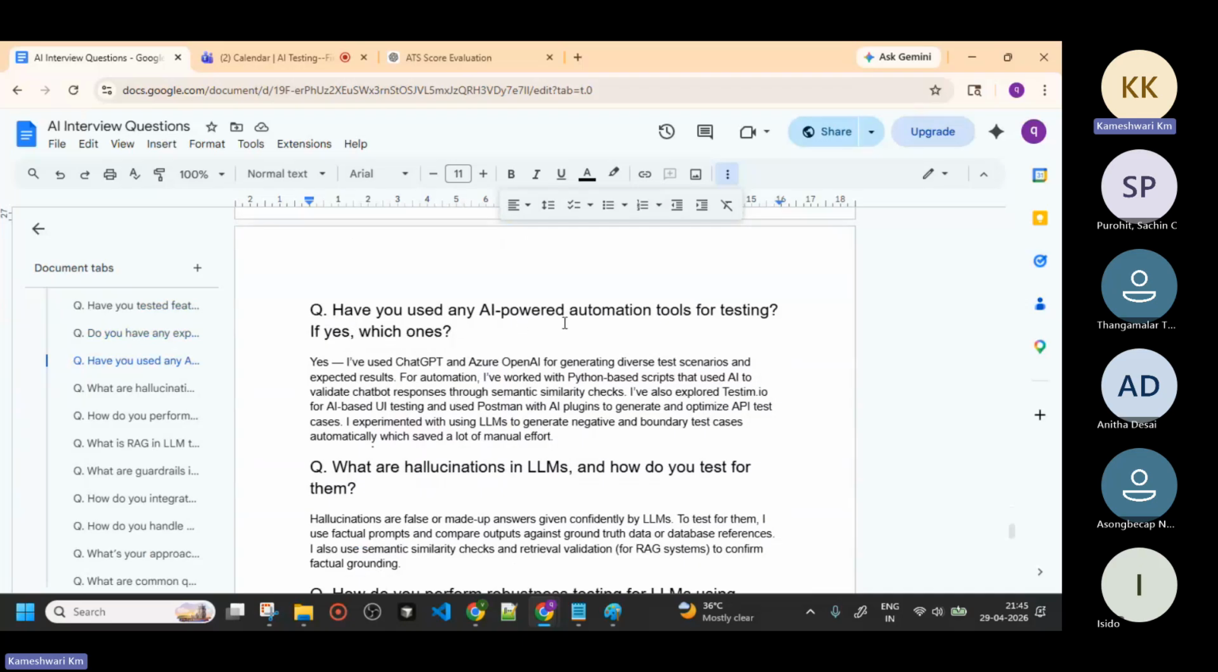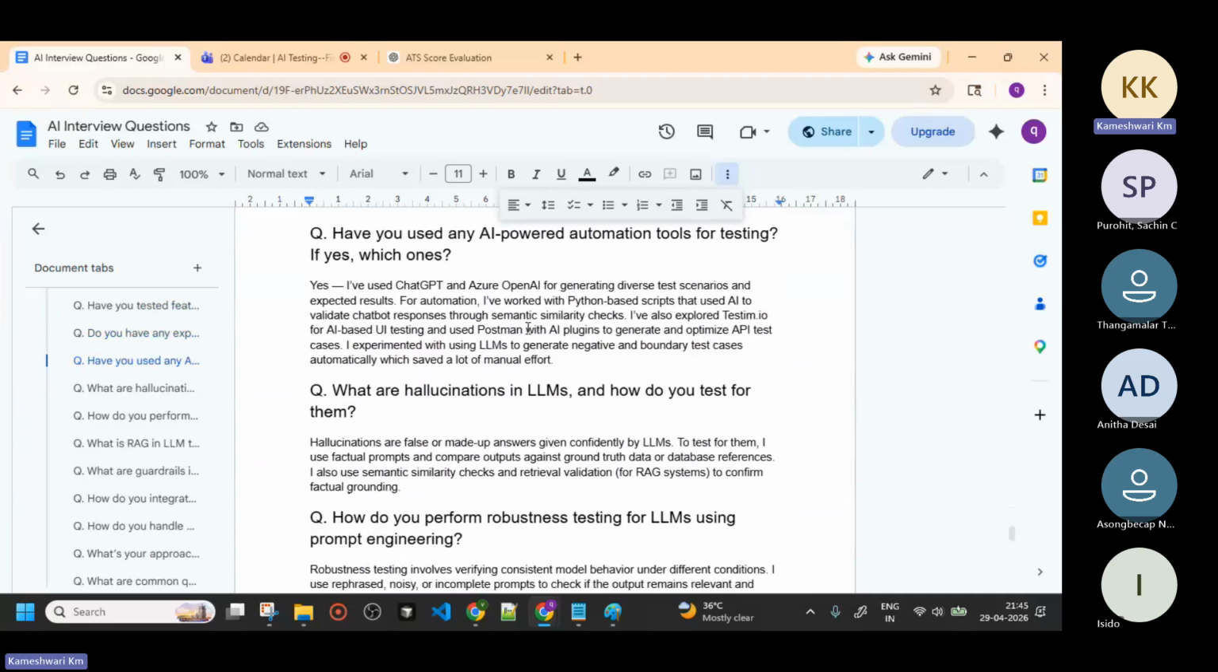Have you used any AI-powered automation tools for testing? If yes, which ones? Yes, I have used ChatGPT and Azure OpenAI for generating diverse test scenarios and expected results. For automation, I have worked with Python-based scripts that use AI to validate chatbot responses through semantic similarity checks. I have also explored test.io for AI-based UI testing and used Postman with AI plugins to generate and optimize API test cases. I experimented with using LLMs to generate negative and boundary test cases automatically, which saved a lot of manual effort.